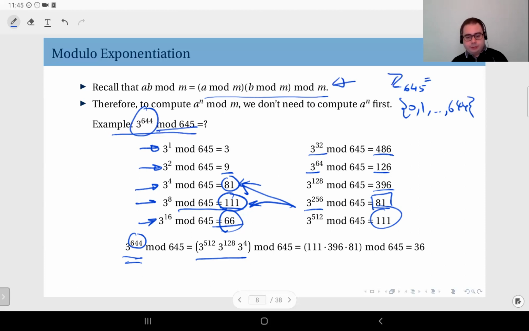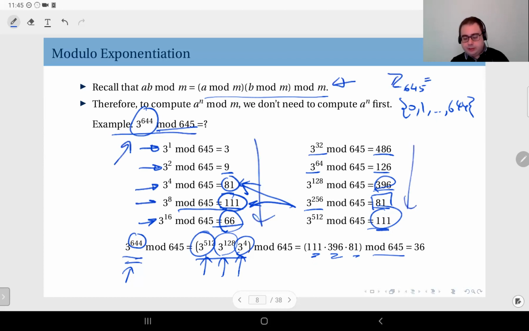Now, when you have these values, you can now compute 3 to power 644 modulo 645, because this is simply equal to the product of these three, and therefore the result is going to be this 111 times this 396 times this 81 modulo 645. So instead of computing this huge number, 3 to the power 644, you just compute this list and then compute this product and take modulo 645, which gives you 36.